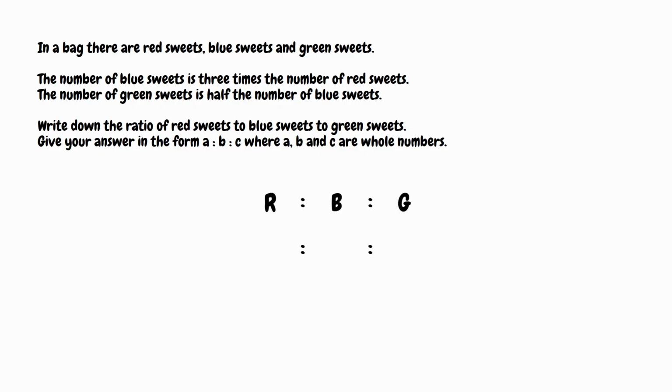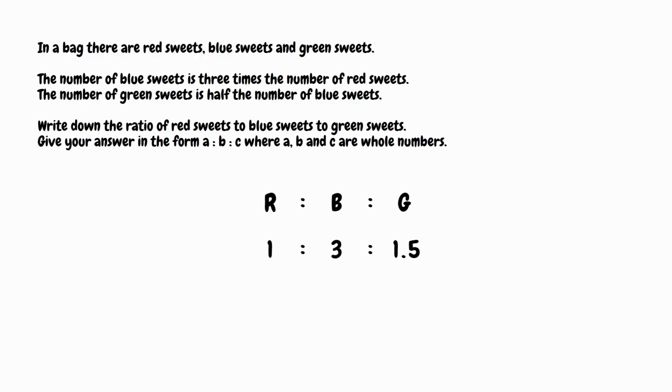So let's get started on the first bit. We're told that the number of blue sweets is 3 times the number of red sweets. So that means for every 3 blue sweets, there would be 1 red sweet. So we can see here that the ratio of red to blue is 1 to 3. For the next bit, we're told the number of green sweets is half the number of blue sweets. So if there are 3 blue sweets, there will be half as many green sweets. So in this ratio, we could halve the 3 and we would get 1.5.